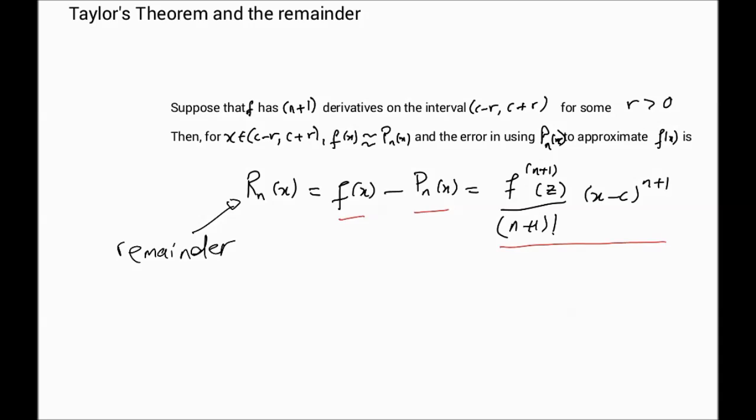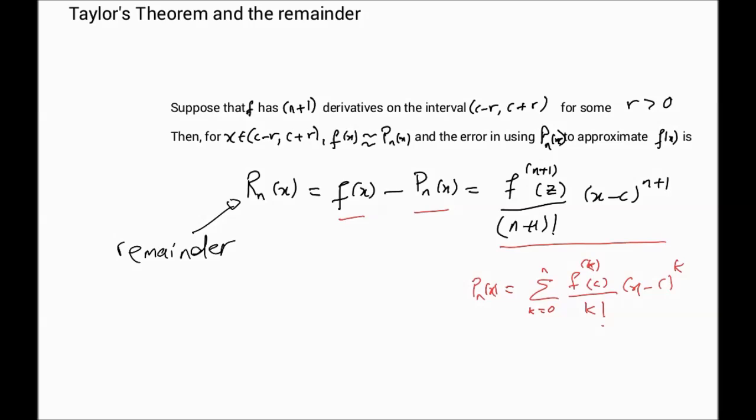Now, where does this come from? If you look at this term, it looks very familiar. In fact, let me remind you of the Taylor polynomial. The Taylor polynomial is the sum from k equals 0 to n of the kth derivative at c divided by k factorial, times (x minus c) to the power k. That basically is the nth order Taylor polynomial.